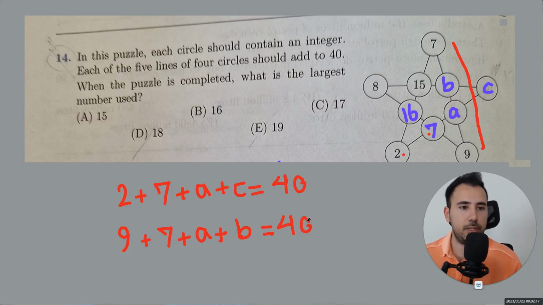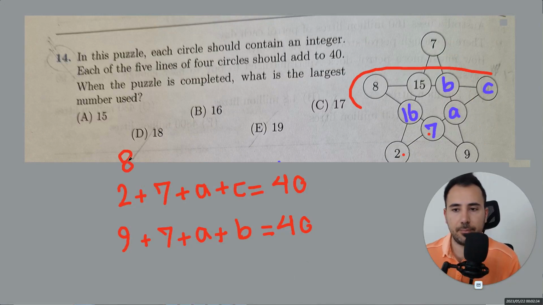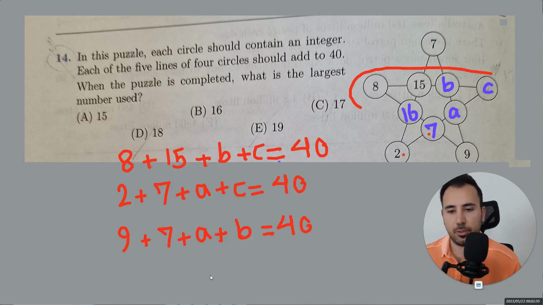Again, we need to write another equation. I didn't write it for B and C, so I didn't write it for this one, right? So the last one will be 8 plus 15 plus B plus C is 40. Now we have 3 variables and 3 equations, so definitely doable. But we have some space problems here.